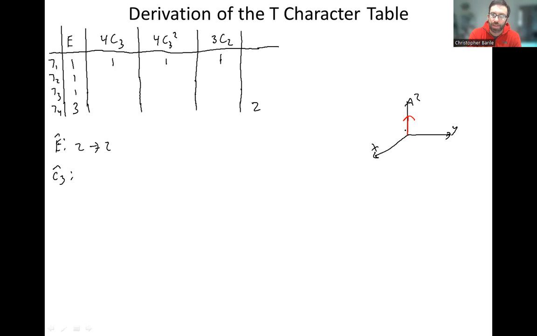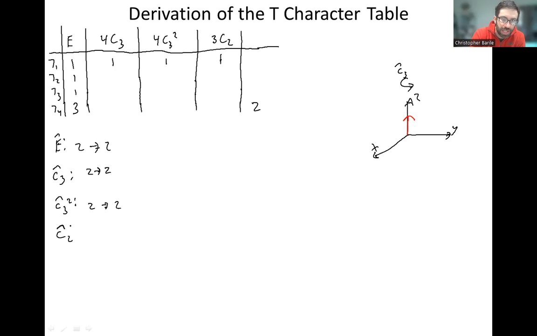So this C3, one of the C3s at least, and all we have to do is one of the C3s, the C3 that we care about is coincident with the z-axis. So we're doing a 120-degree rotation and rotating this vector, but it's still pointing up when we do that. So z goes to z. If we do a C3 squared, same idea. We do a 240-degree rotation. That's the next class here, but z is going to go to z.